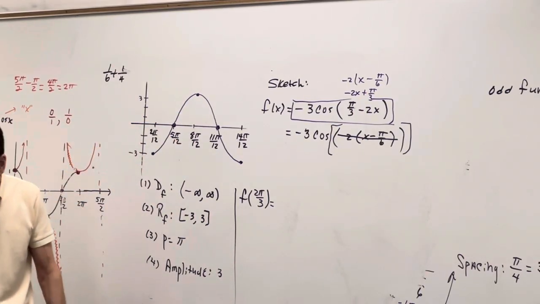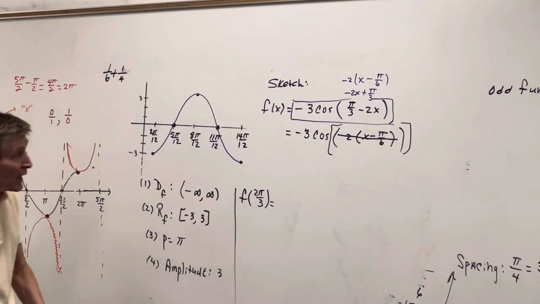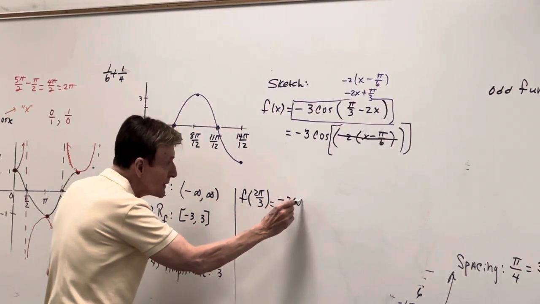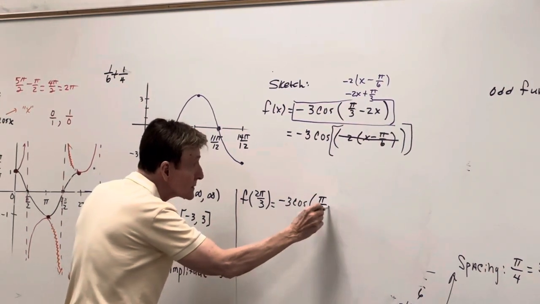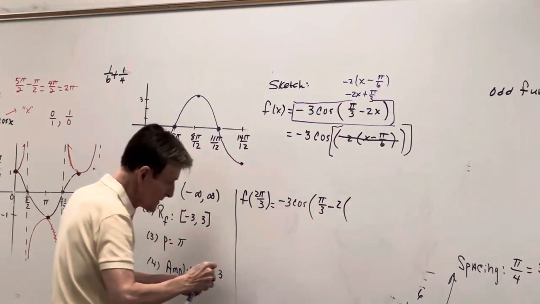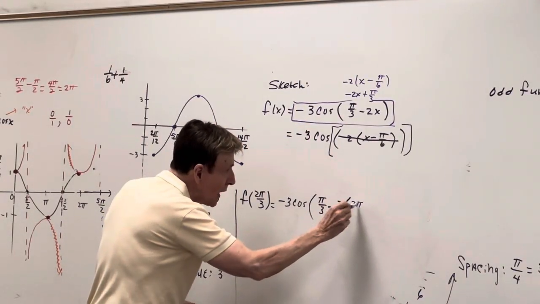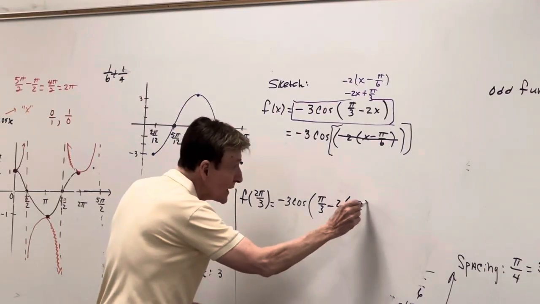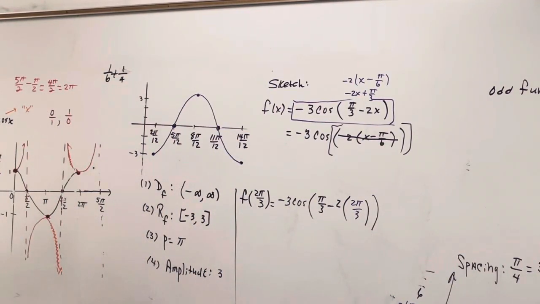When I do it algebraically, by directly plugging in, I really should get 3. The graph says the answer is 3. Okay, let's try it. Go back to the original. Here we go. Pi over 3, subtract 2 times 2 pi over 3. Place that in there. Close that up. We're hoping, here it goes.